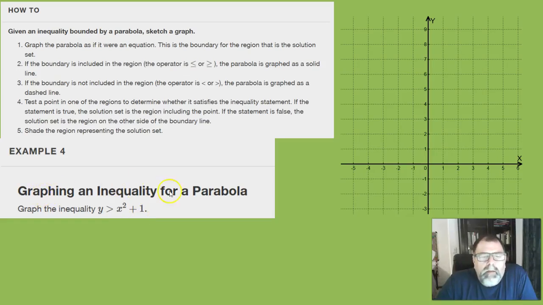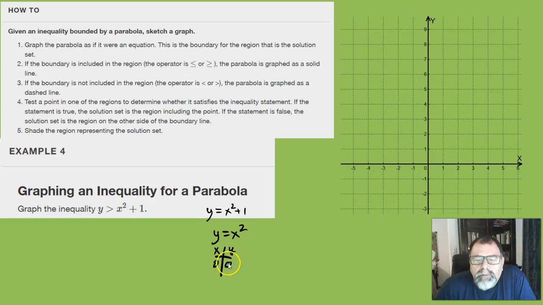Okay, so let's try graphing the inequality for a parabola. Graph the inequality y is greater than x squared plus 1. First we're going to start with the curve, y equals x squared plus 1. Again, you should know your toolkit function, this one. So x, y: 0 squared is 0, 1 squared is 1, 2 squared is 4, 3 squared is 9, and then we're going to shift it up 1. So we're going to start at 0, 1.